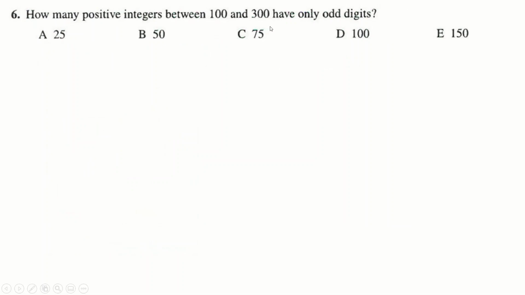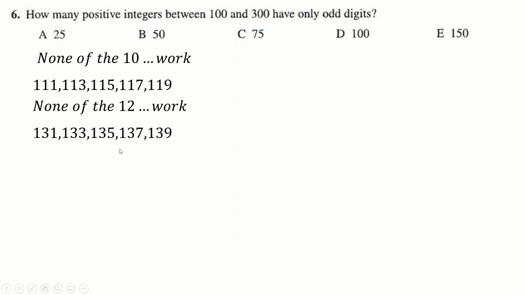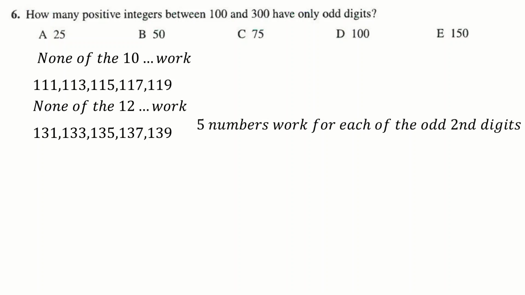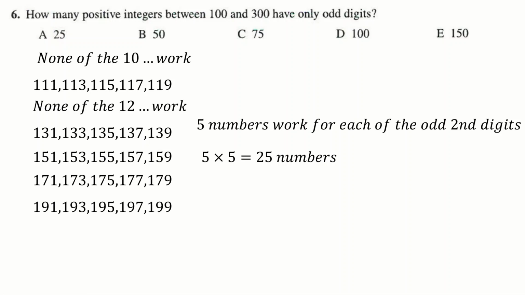How many positive integers between that and that only have odd digits? Well, okay, none of the 100s work because 0 is an even digit. So the first number that's going to work is 111. That, of course, is followed by 113, 115, 117, and 119. Then none of the 120s work, because obviously the digit is a 2 here. So then the next ones are the 130s with the same digits at the end here. So every time we have an odd second digit, we're going to have 5 numbers that will do this. So that's going to be 5 times 5, right? Because there are 5 odd digits to use in the second digit, just like there are 5 odd digits to use in the third. You can list them all out if you desperately want to. That's 25 numbers between 100 and 200.